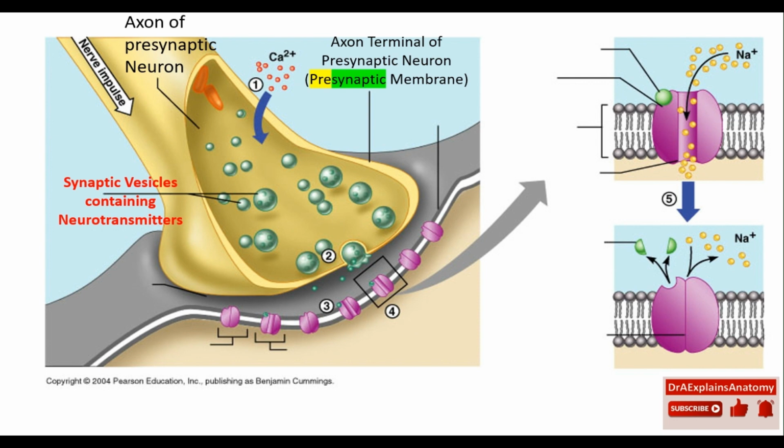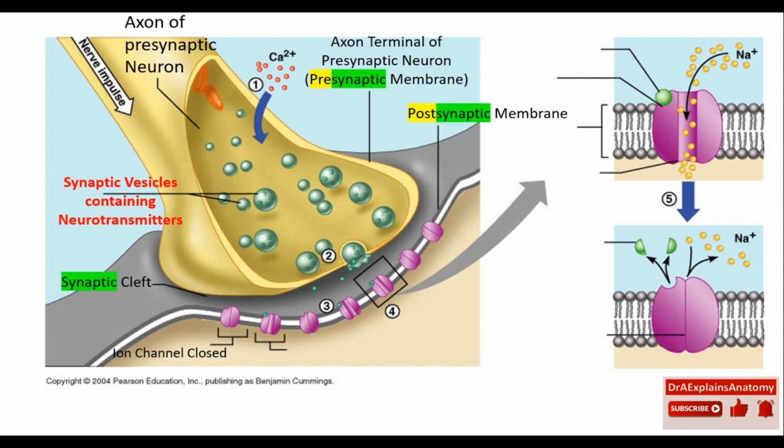In specific, that is the presynaptic membrane. Pre meaning before, synaptic, the synapse's membrane. Whereas this is the postsynaptic membrane. Post meaning after the synapse, the meeting point. In between, we have a small gap. This gap is called the synaptic cleft.